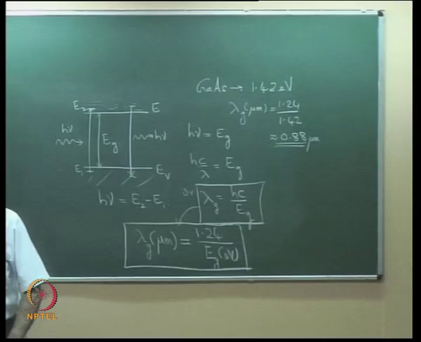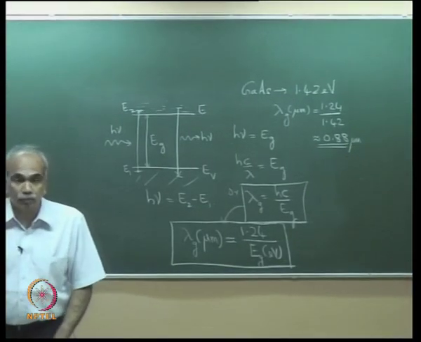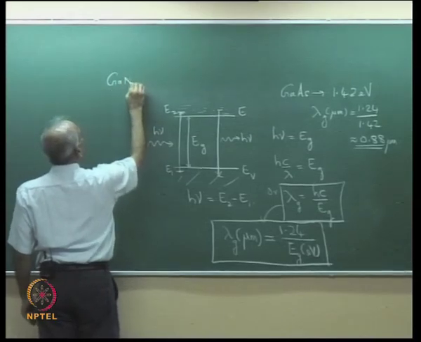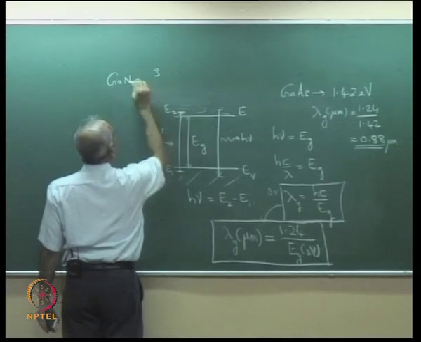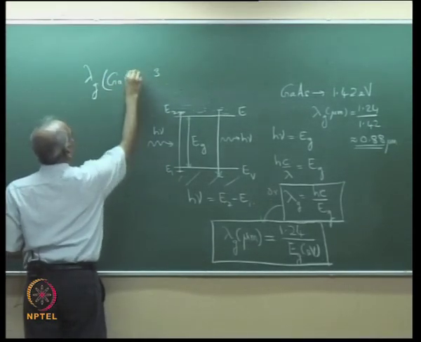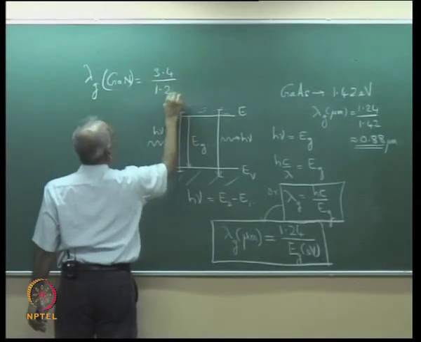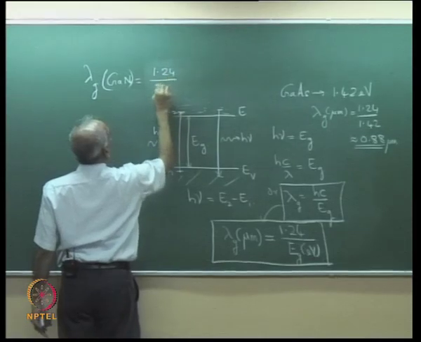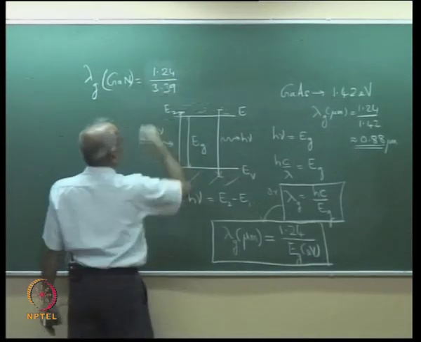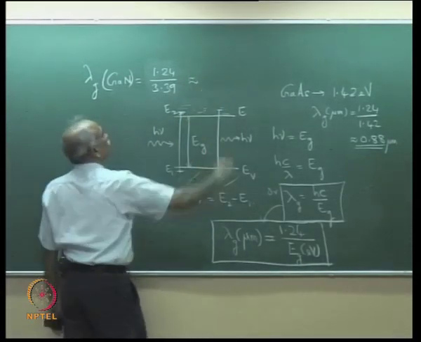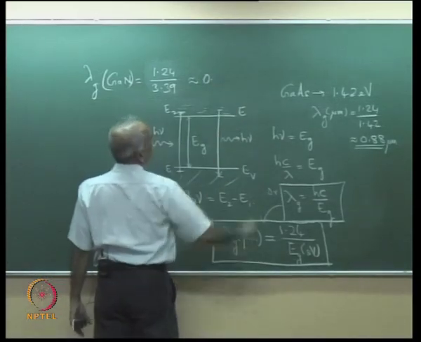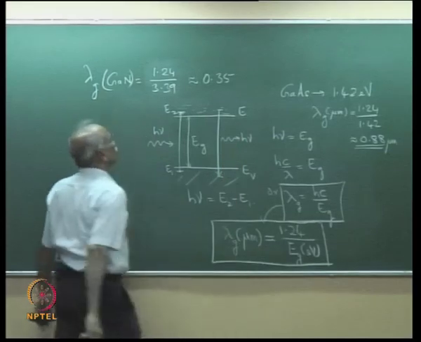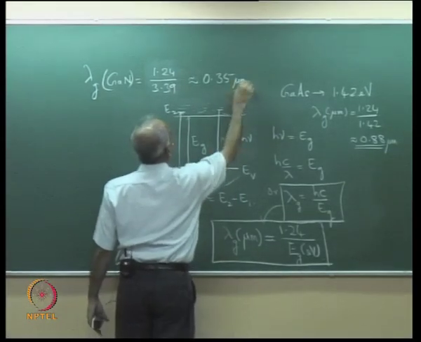Indium phosphide has a band gap of 1.35. Gallium nitride has a band gap of 3.39 or 3.4. So which energy photons it can absorb or emit, you can immediately find out. Gallium nitride, you don't need a calculator. Lambda g for gallium nitride is 1.24 divided by Eg, 3.4 or 3.39, you can find out approximately. This is approximately 0.35 or something, 0.36 micrometer. Please check.